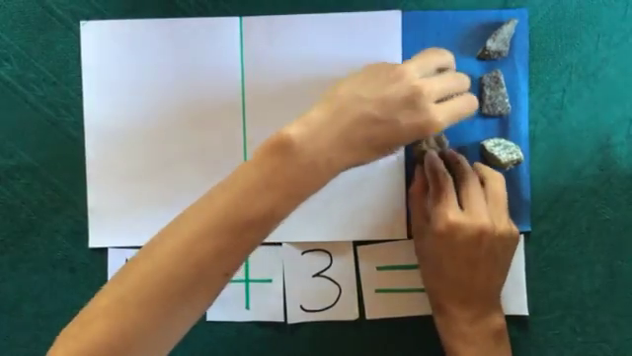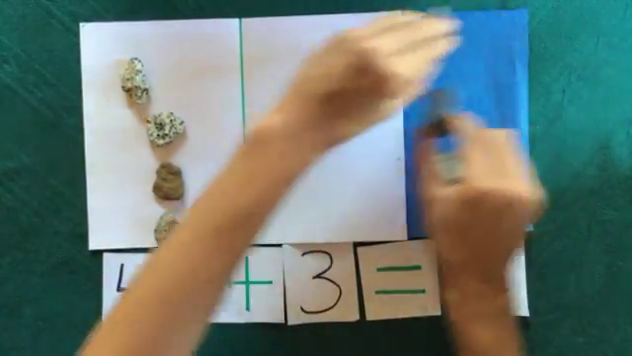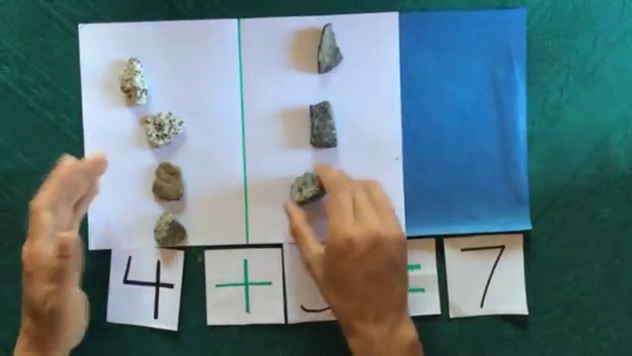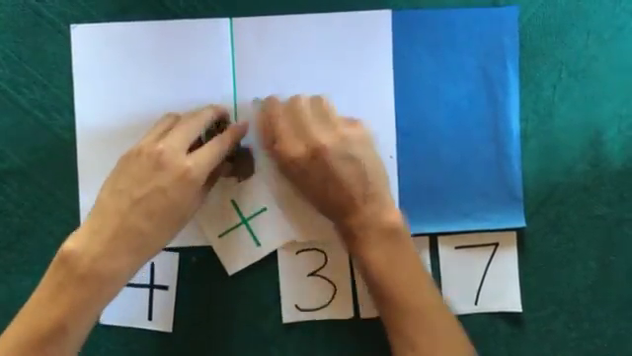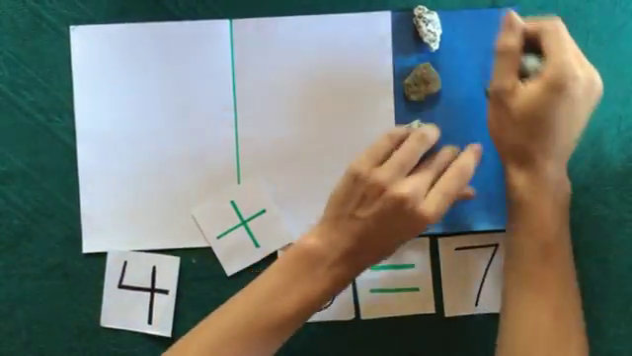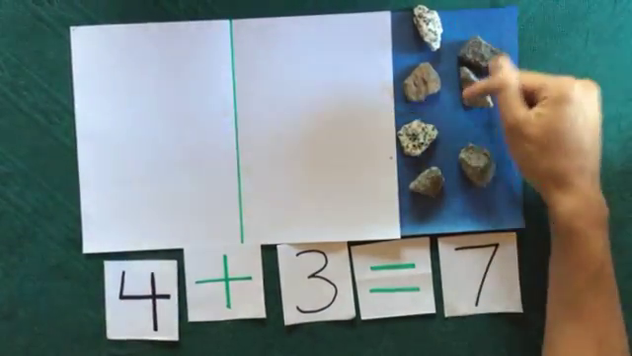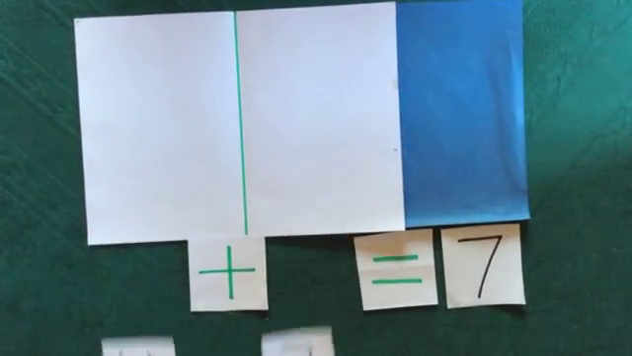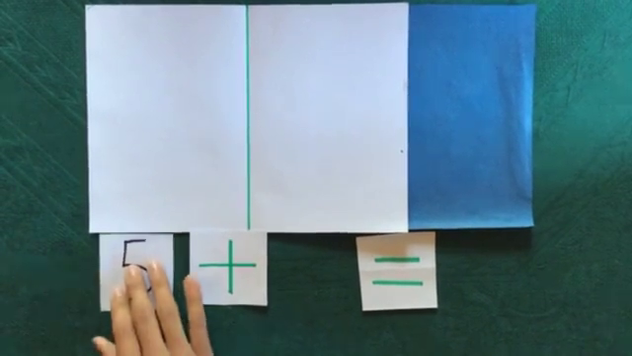Let's take these 4 rocks back again. 4 is our first addend. 3 is our second addend. Remember, the plus means we put them together. So let's put them together. Whoops. Alright, and now you can see they're all together. And we count them up. 7. Nice. Alright, I think you're getting the hang of this, but we're going to do one more just so you can see.